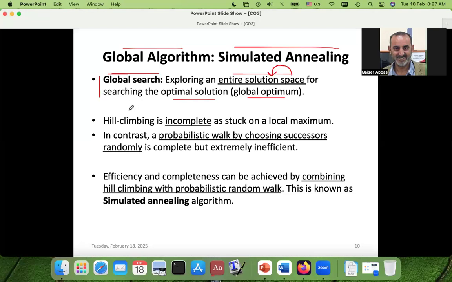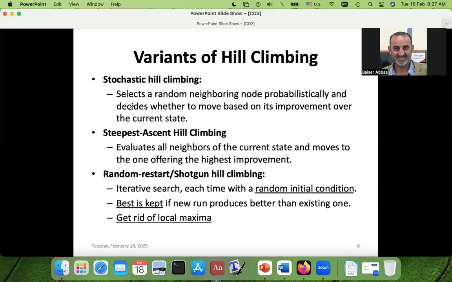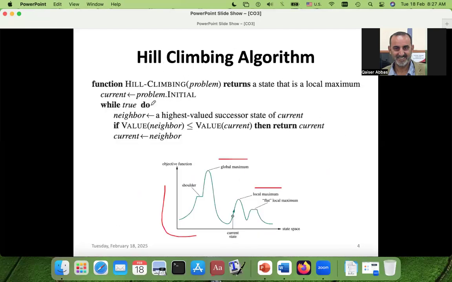Previously, we studied hill climbing, and we saw that hill climbing is in the category of local search. Normally, hill climbing does not provide a solution for the global maximum, which is the state at the top of this hill. Normally, hill climbing provides a solution only for the local maximum.